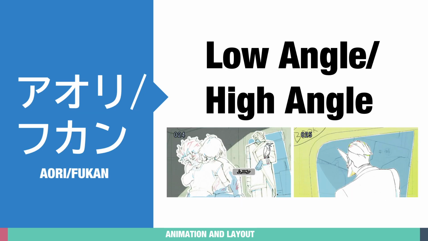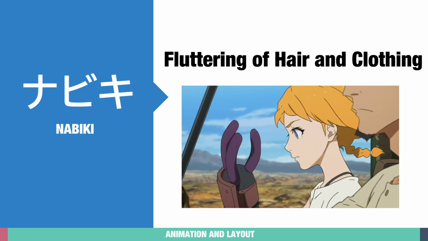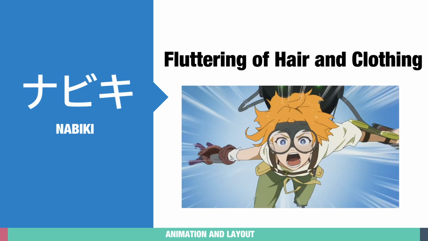Aori fukan. Aori is low angle with the camera really low to the ground, and fukan is high angle with the camera generally higher and looking downwards. Atari. Atari in this context means approximately. You use this, for example, when there are 3D elements in the scene and you need to draw a reference for the 3D animator. You will label that drawing 3D atari. Nabiki. This is the fluttering of things such as hair or clothing.